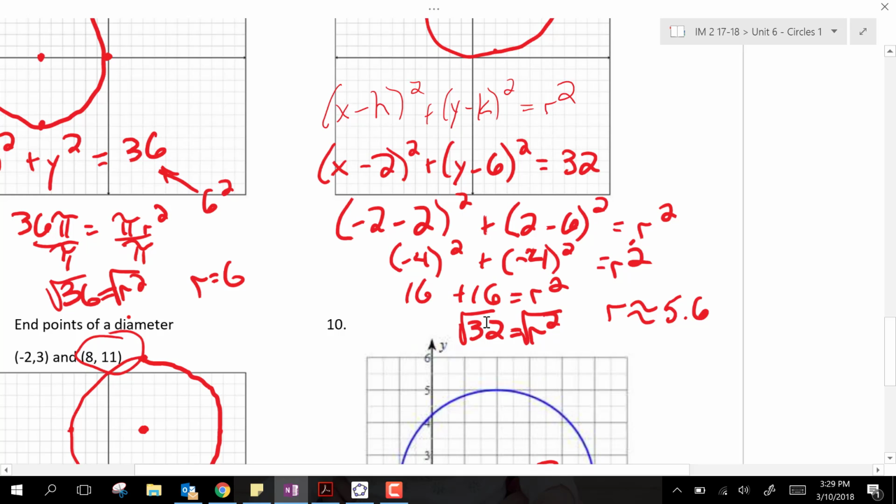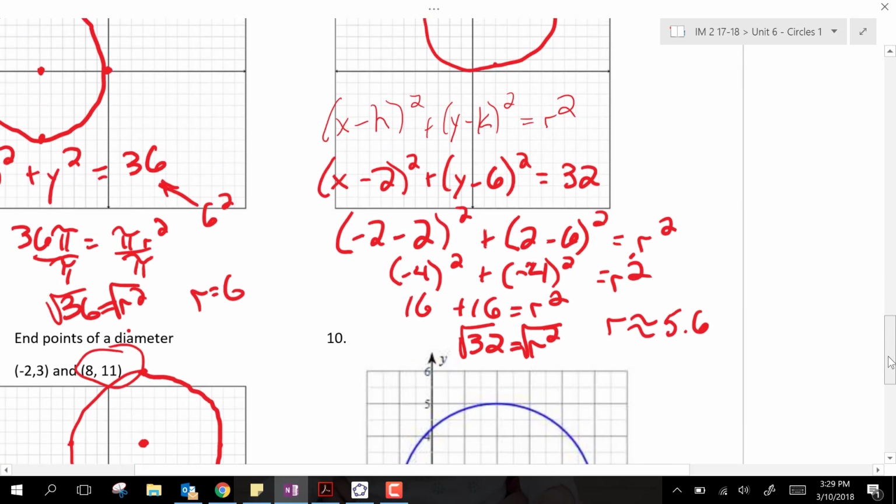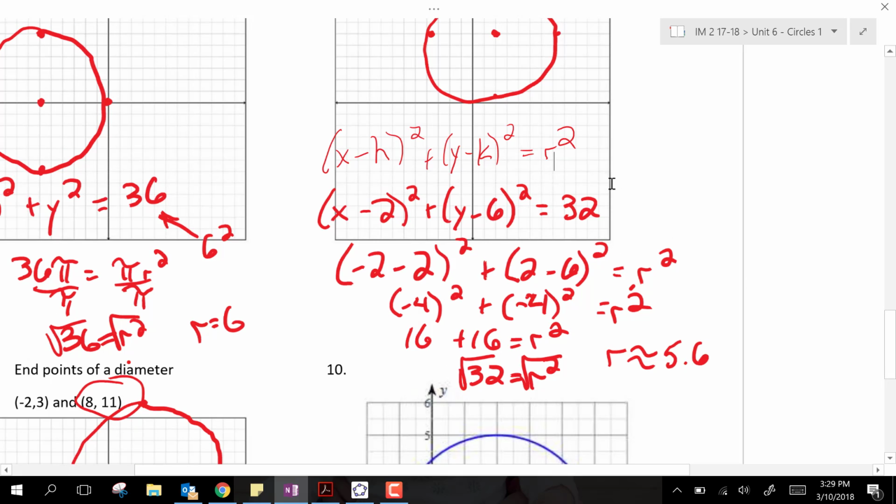Add those two together, so we get 32 equals r squared. But our radius is the square root of that. So we take the square root of 32, and we get about 5.6. So when we're writing the equation of the circle, we plug back in h, so 2. We plug back in k, 6. And we plug in r squared. Now here we saw that r squared is 32. So we don't have to think about the radius being 5.6.